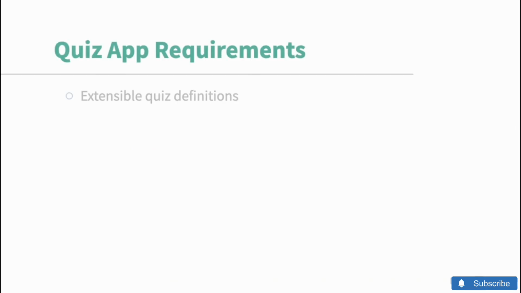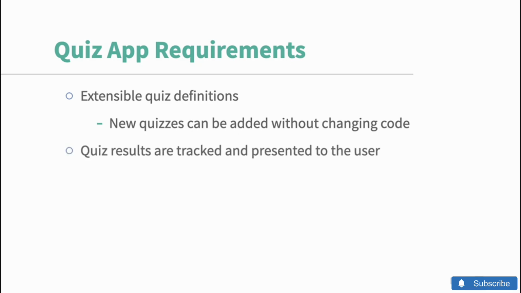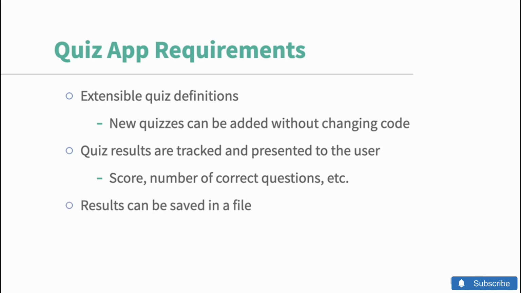So let's discuss some of the high-level requirements for our quiz application. First, the program needs to have a way of defining quizzes that can be added to the program without having to modify the code. Second, our quiz needs to keep track of the quiz results, such as the score and number of correct answers, and present them to the user when they complete the quiz. The app also needs to have a way to save the results to a file when the user is finished.